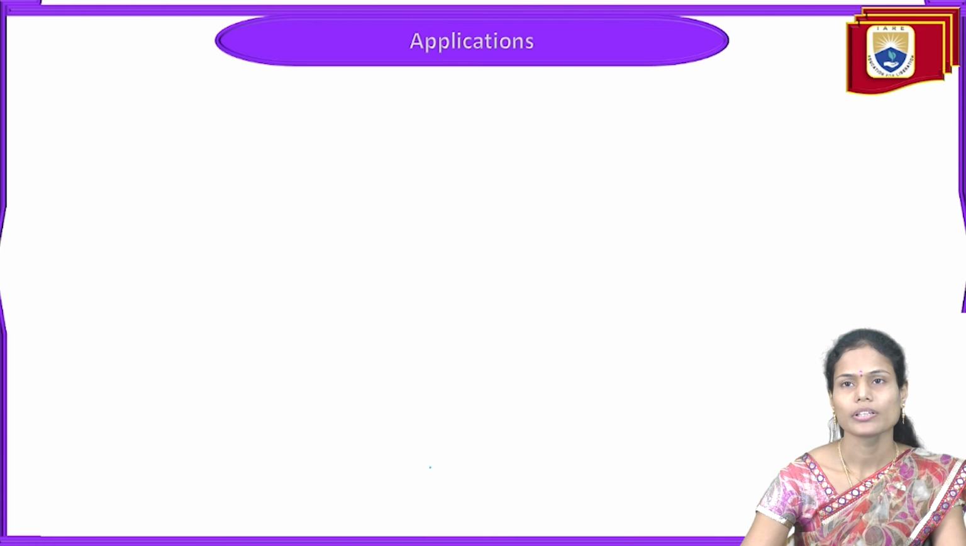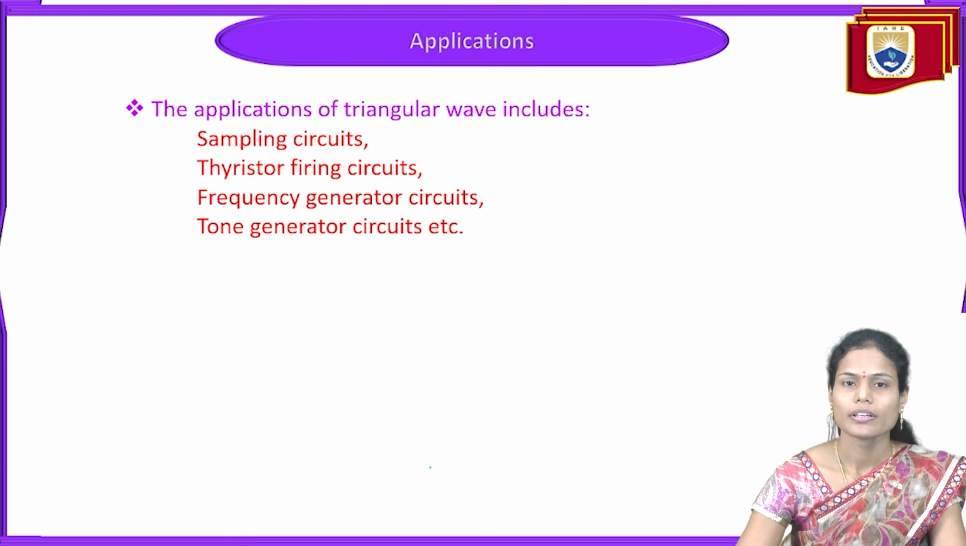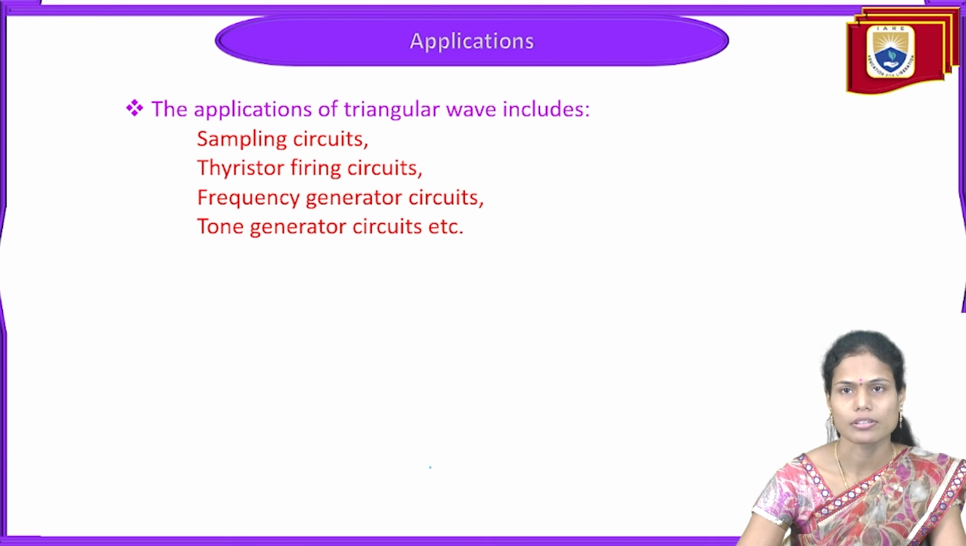And coming to the applications of this triangular wave generator: in sampling circuits, in order to perform the sampling, we can utilize this triangular wave generator. And in thyristor firing circuits, to control the firing, we can utilize this. And in order to generate different frequency ranges of signals, we can utilize this. And in order to generate different sound signals or tone signals, we can utilize triangular wave generators.